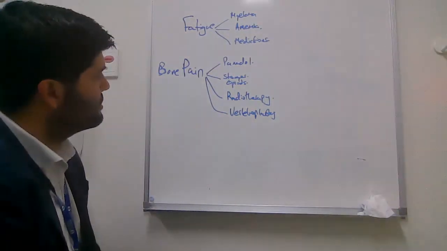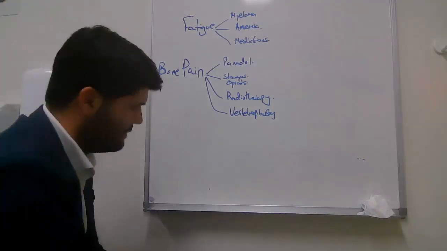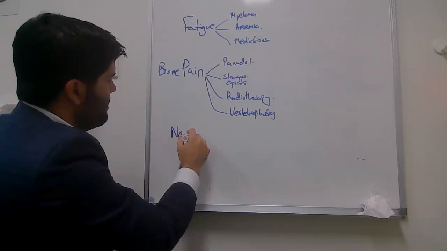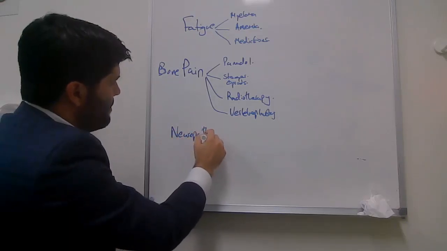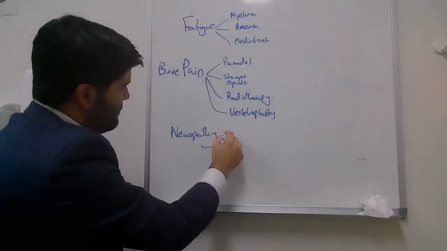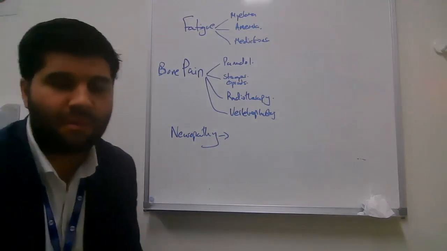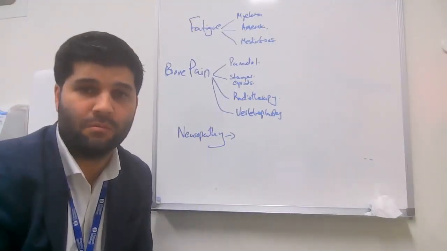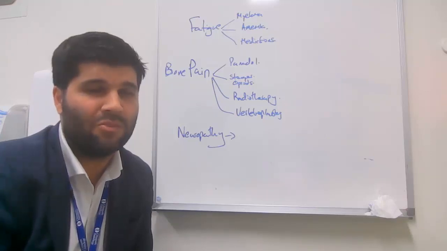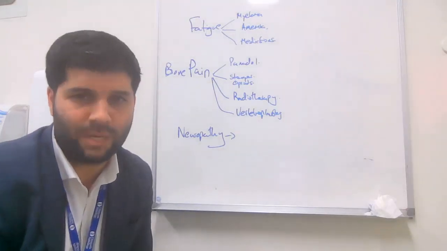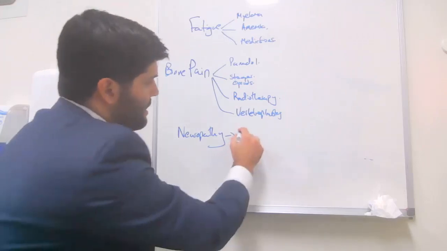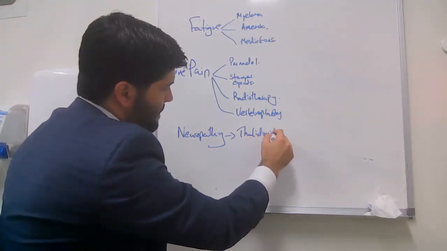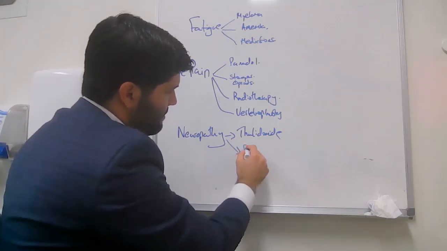The third thing I wanted to talk about is neuropathy. Neuropathy is really a side effect of the medications that we use to treat multiple myeloma. And the two most notorious medications to cause neuropathy are thalidomide and bortezomib.